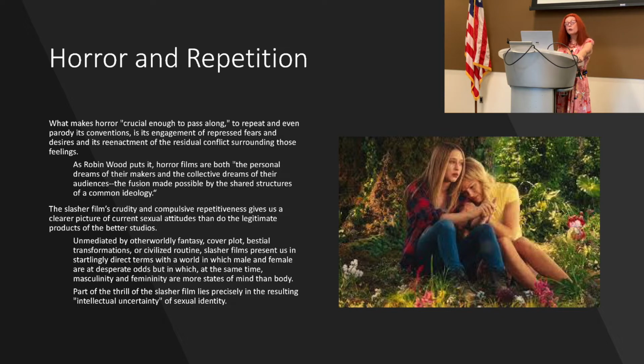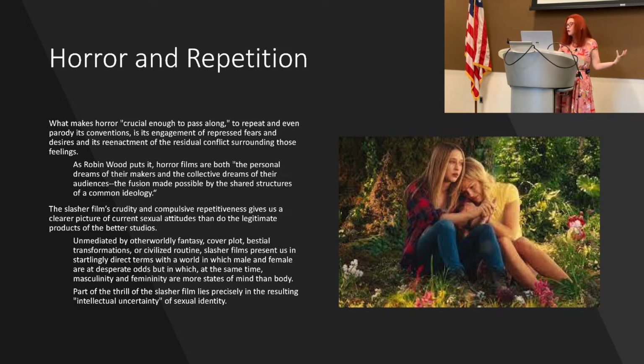So, as really well-known horror critic Robin Wood put it, horror films are both the personal dreams of their makers and the collective dreams of their audience, the fusion made possible by the shared structure of a common ideology. And the slasher film's crudity and compulsive repetitiveness give us a clearer picture of current sexual attitudes than do legitimate products of the better studios.